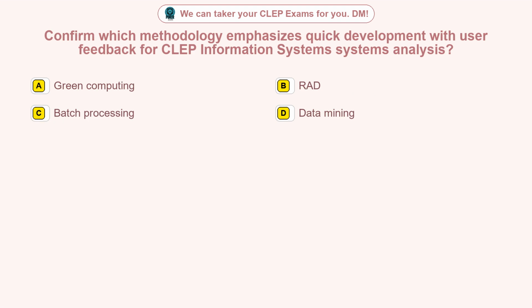Question 69. Confirm which methodology emphasizes quick development with user feedback for CLEP Information Systems analysis? Option A, green computing. Option B, RAD. Option C, batch processing. Option D, data mining. The correct answer is option B, RAD.